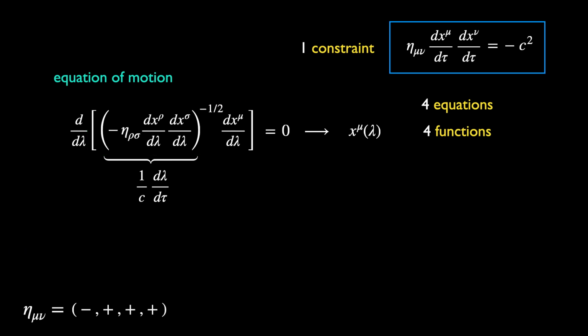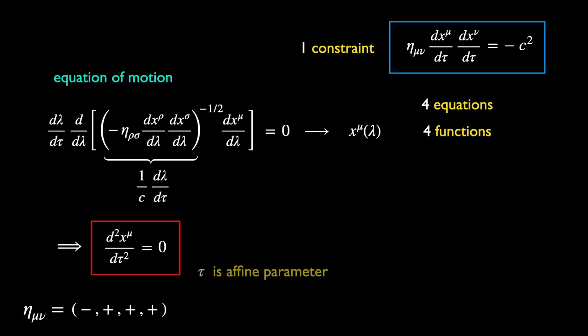Which implies that if we multiply the equation by dλ/dτ, we will get the familiar form of the equation of motion with τ as the affine parameter. Which means, if we take the solution x(λ) and take λ as a function of τ, this would satisfy the equation of motion in the red box, even though this function, λ(τ), is completely arbitrary.